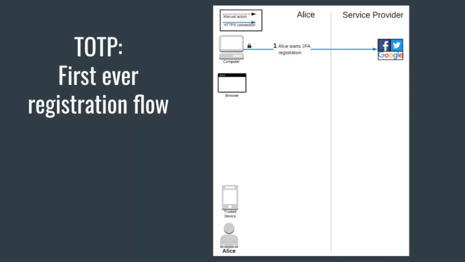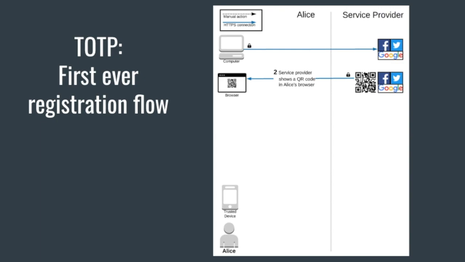So following Alice through the registration flow, once she kicks it off, the service provider is going to prompt her to scan a QR code displayed in her browser with an Authenticator app on her trusted device. And if she doesn't have one, this is the first time she's ever encountered TOTP. She has to go to the App Store and install one. Typically, they'll recommend one to install.